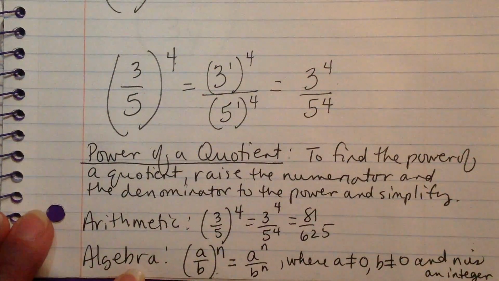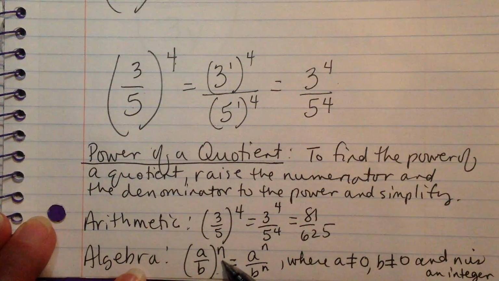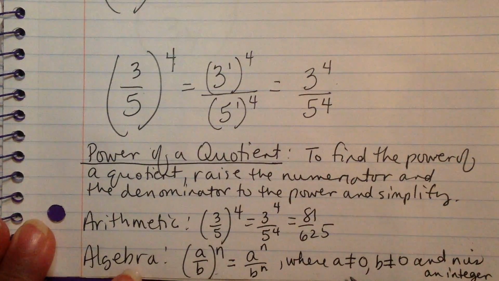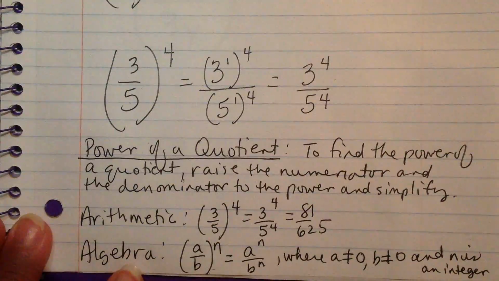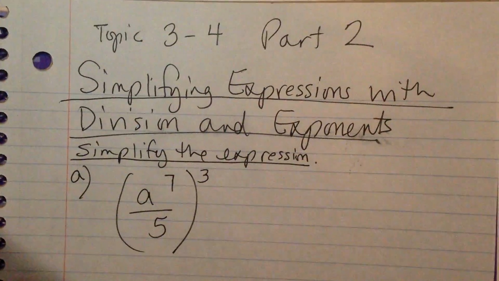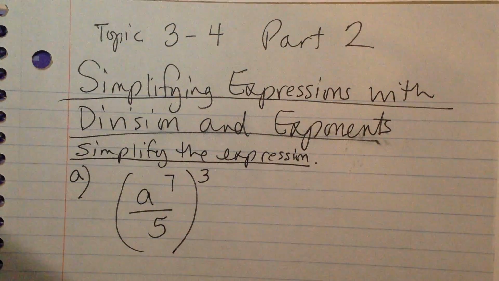The algebra formula, a over b raised to the nth, says you're raising each term, the numerator a to the nth power, the denominator b to the nth power, where a is not 0 and b is not 0 and n is an integer. So let's look at some problems using those rules. Simplify expressions with division and exponents, simplifying the expression. This is topic 3-4, part 2.